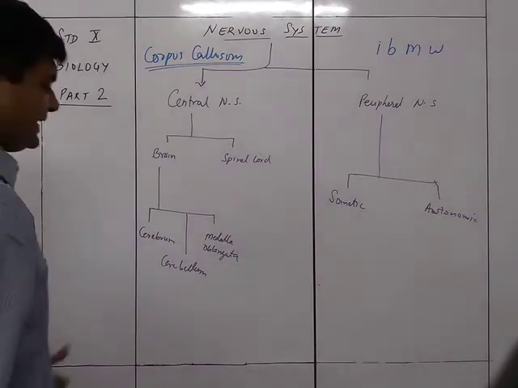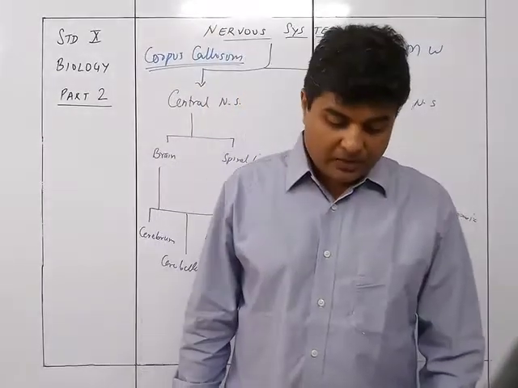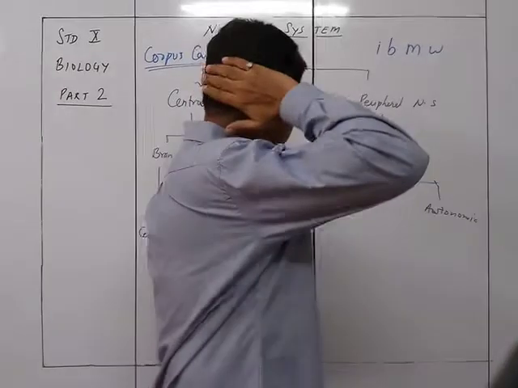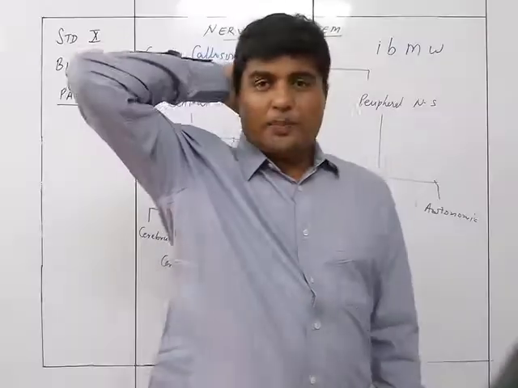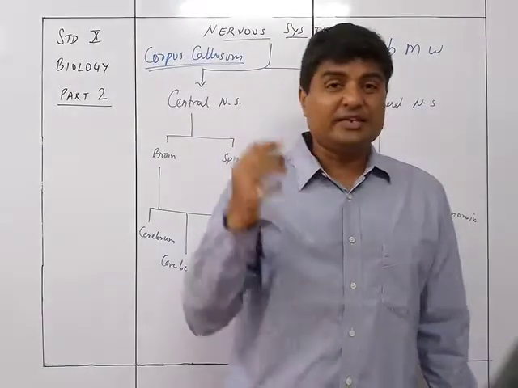So we saw the cerebrum in the earlier video. Now we see about the cerebellum. Cerebellum is also called the little brain, which is located over here on this part. That is the lower part of the brain. Very important. It is the most dangerous area.